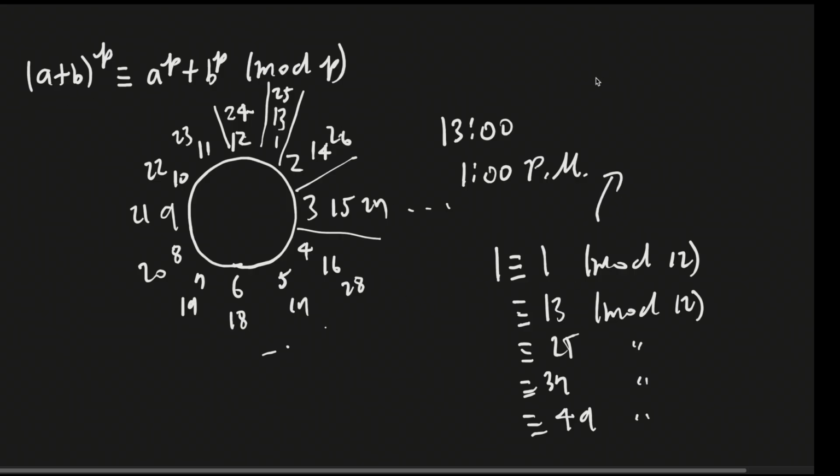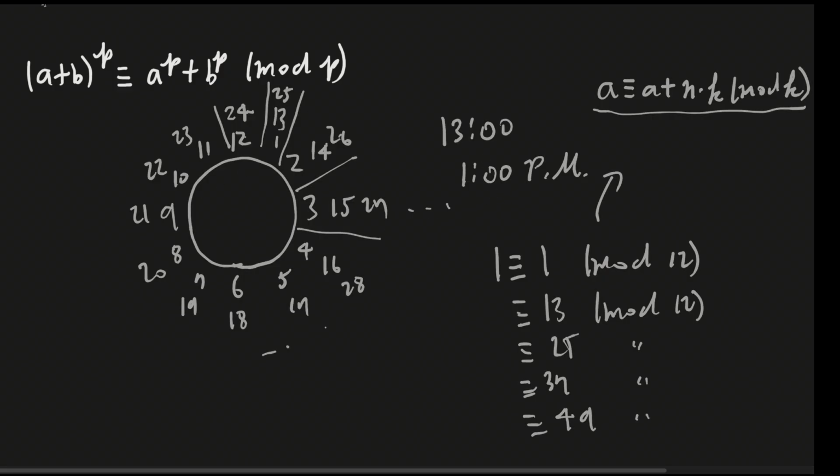So when we generalize it, we can say that a is congruent to a plus n times k in mod k. So a and n are integers, and k is a natural number. So this is the general idea of modular arithmetic. I was not able to explain more, but it's okay because that's all we need for the proof.